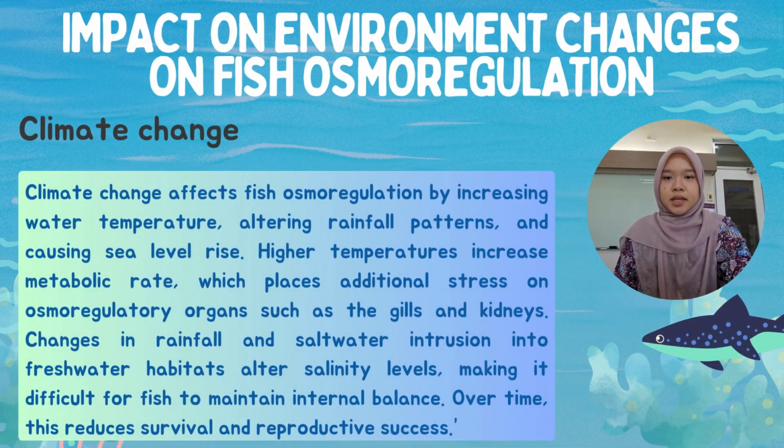The second one is climate change. Climate change affects fish osmoregulation by increasing water temperature, altering rainfall patterns, and causing sea level rise. Higher temperatures increase metabolic rate, which places additional stress on osmoregulatory organs such as the gills and kidneys. Changes in rainfall and saltwater intrusion into freshwater habitats alter salinity levels, making it difficult for fish to maintain internal balance. Over time, this reduces survival and reproductive success.